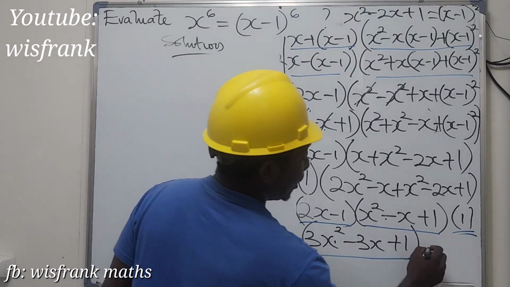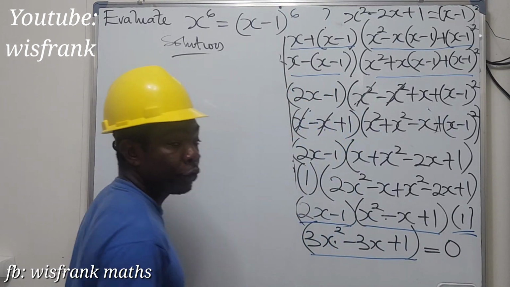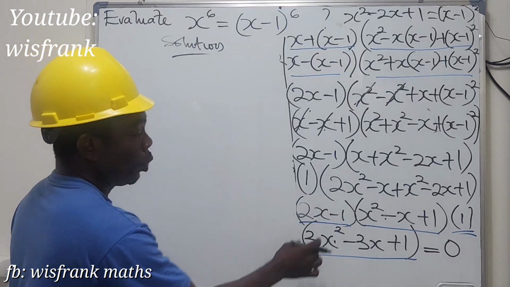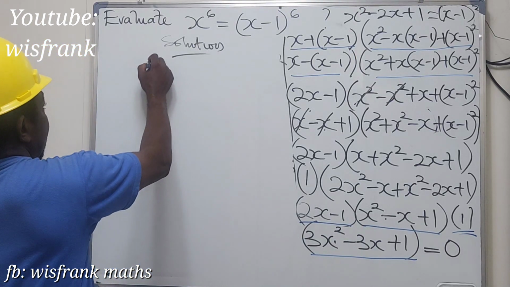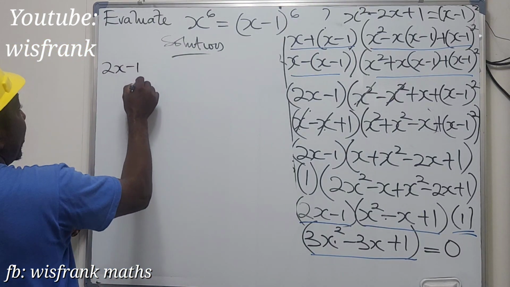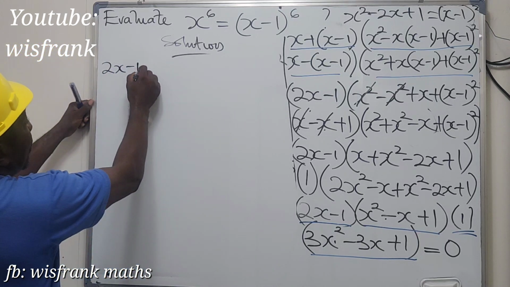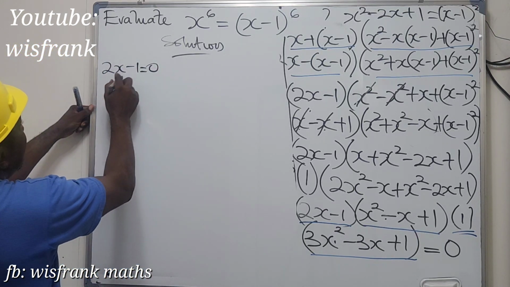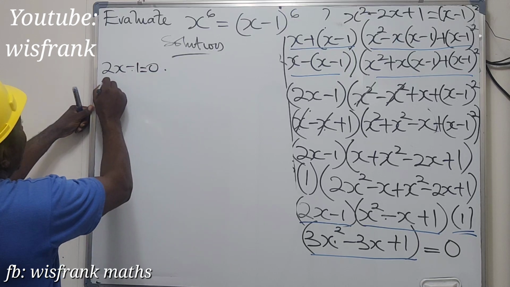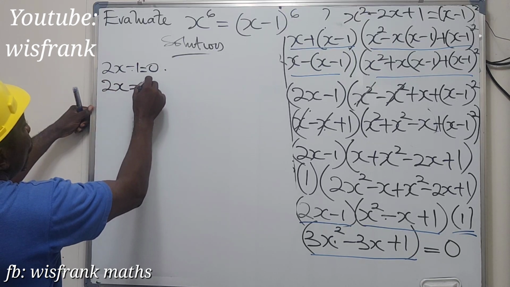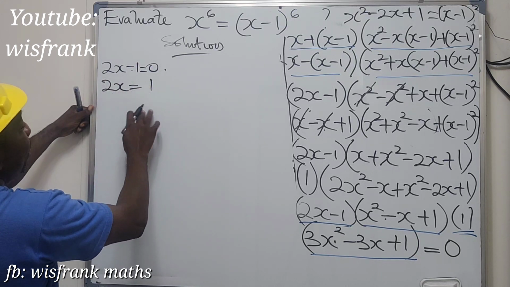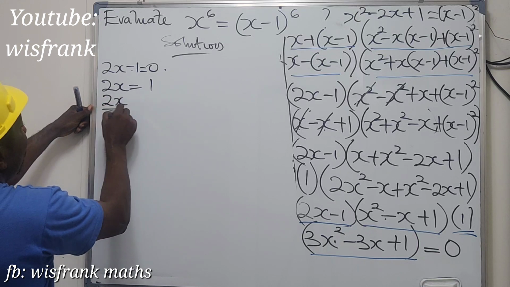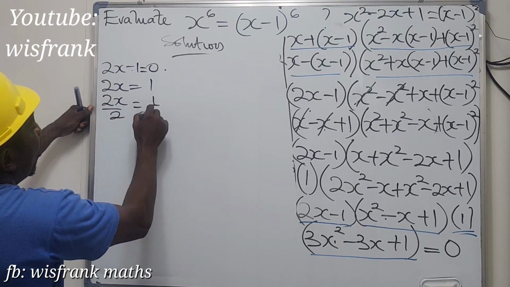All of them will be set equal to 0 for us to find the value of x. So we take the first one. So we have this 2x minus 1. So in this case, we set it equal to 0. So here, 2x minus 1, we can say that this will be transposed to this other side. We have 2x equals 1. We can divide both sides by 2. So we have 2x all over 2 equals 1 all over 2.